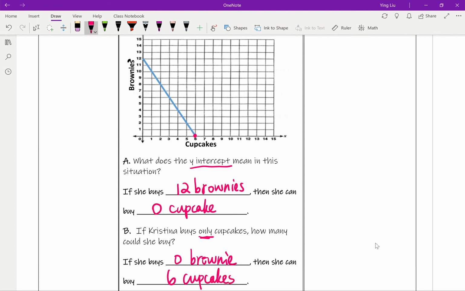Okay, so then if you were Christina looking at the situation, you would know that if I'm going to spend all my money getting something, I might as well get all brownies because that gives me more items. It's just a better budget than all cupcakes.